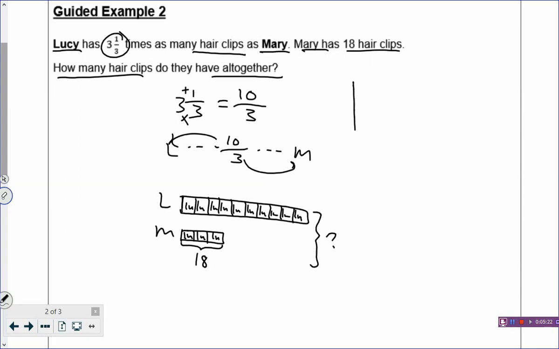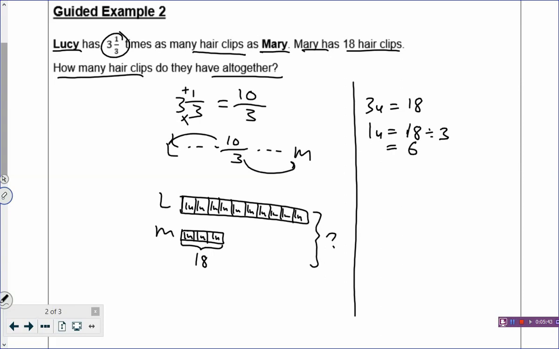And once you have finished your drawing, you can start to study the model, look at the model, and use the model to solve the problem. So you can see that Mary has 3 units, which is 18. So you can find 1 unit, which is 18 divided by 3. So your 1 unit is equal to 6.